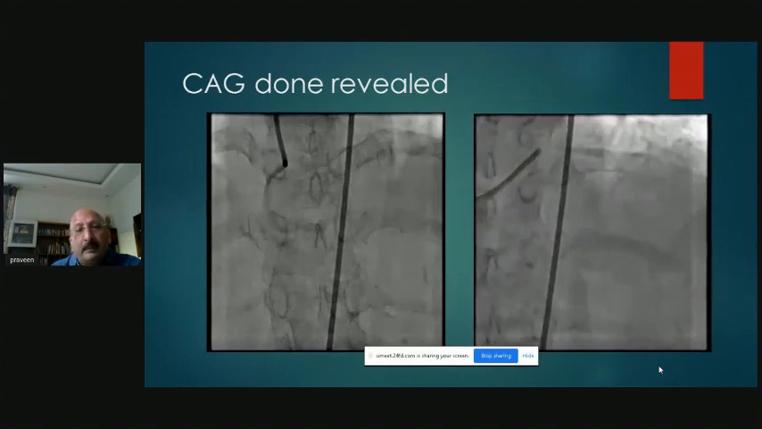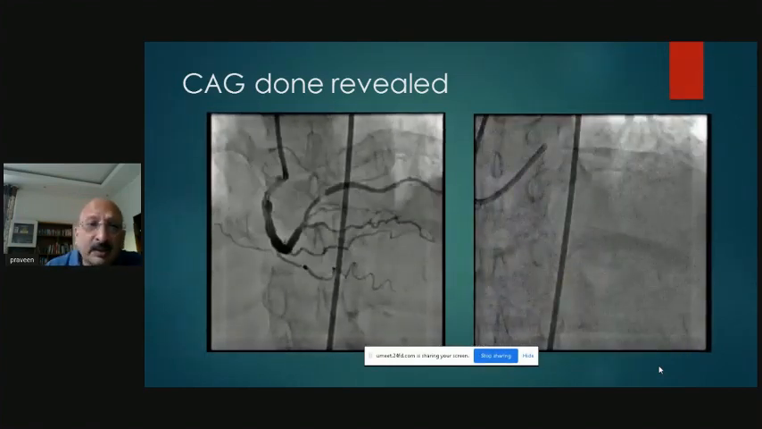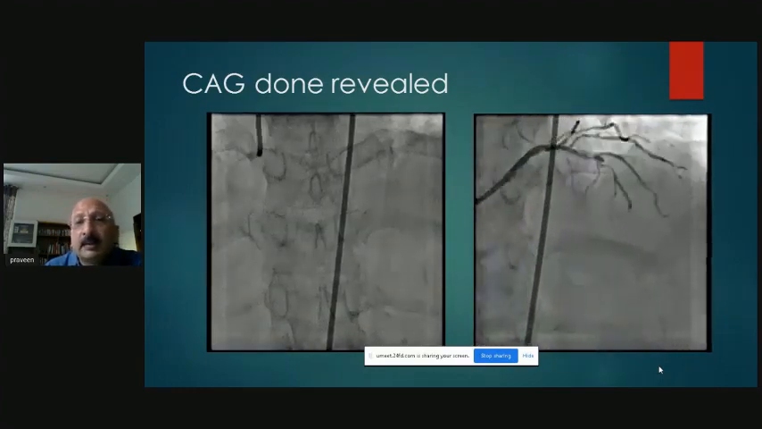So we have to make a plan. We cannot just do ad hoc these kinds of cases. So we say, okay, this is a calcified lesion. There is a lesion in the RCA distally, which will be dealt with at some point in time.